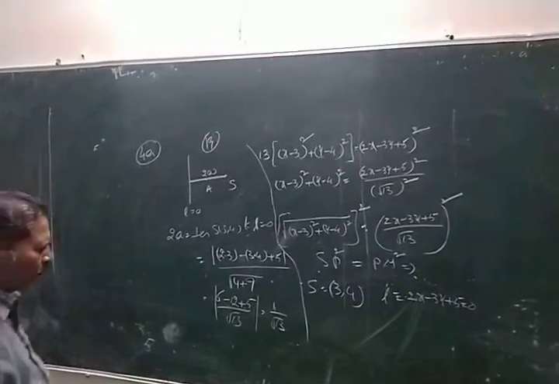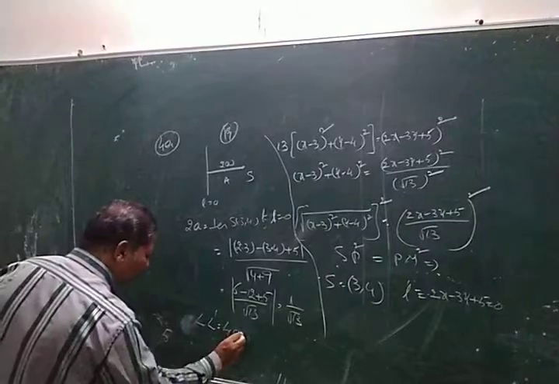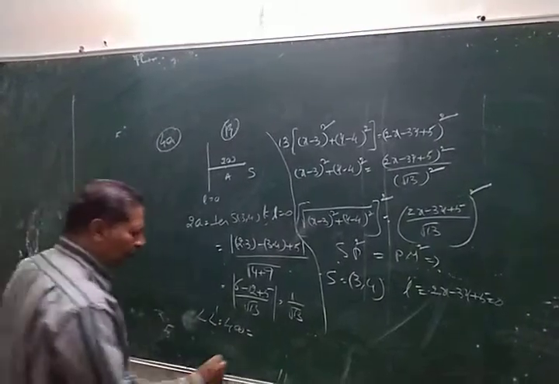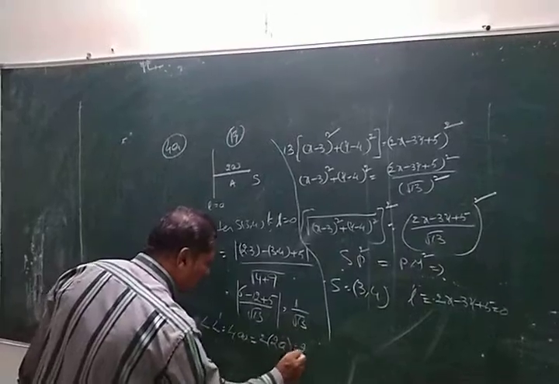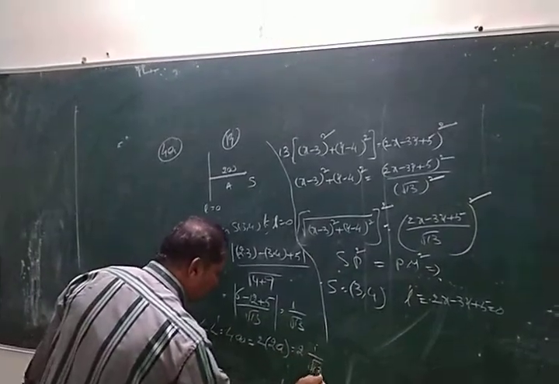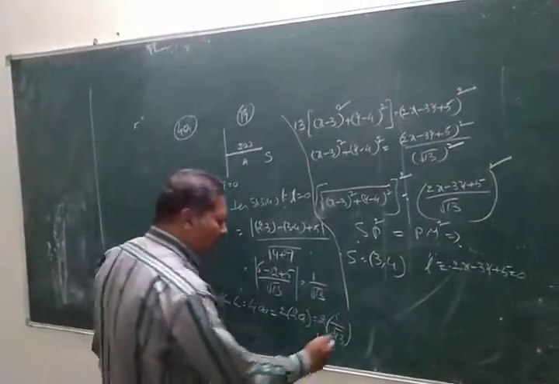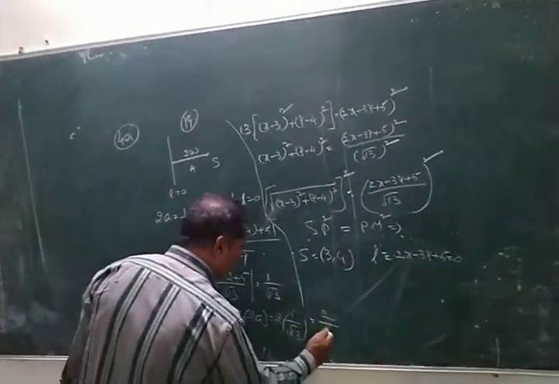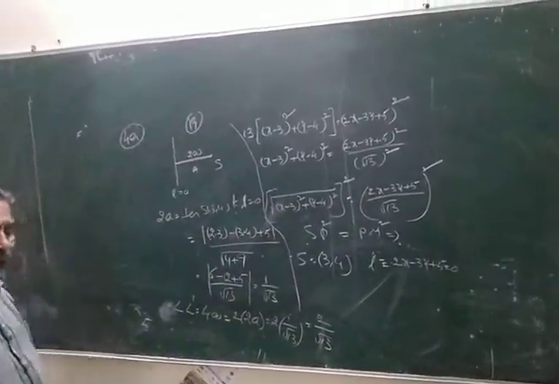Therefore, L dash, the length of the latus rectum, equal to 4a, 2 into 2a, 2 into 1 by root 13. So the final answer is 2 by root 13.